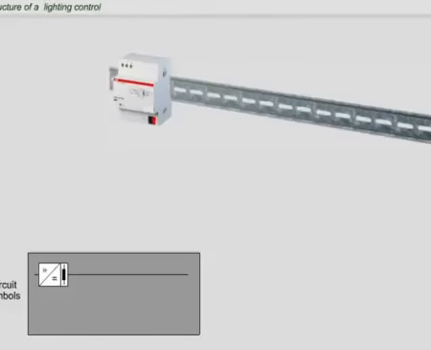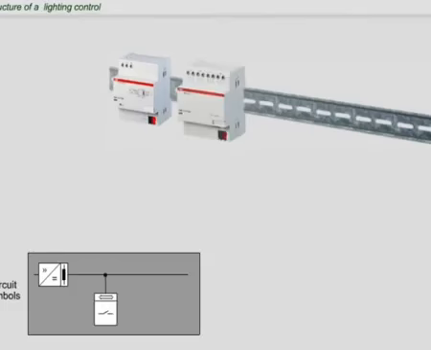The power supply unit is the first bus device that is snapped onto the rail. It supplies a DC voltage of 28 volts. The actual load switches are called switching actuators or binary outputs. They are available as single-channel or multi-channel switches, for example, with two potential-free make contacts. This actuator is able to switch 230 volt consumers up to 6 amps.